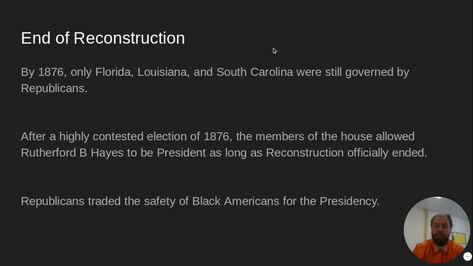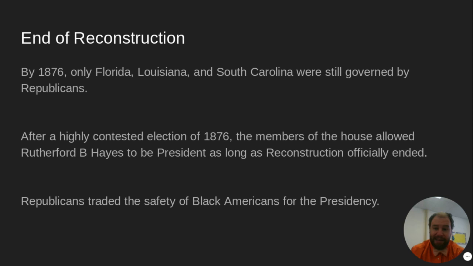Now, when did Reconstruction end? By 1876, only Florida, Louisiana, and South Carolina were still governed by Republicans. So, because the federal government was no longer backing up these states and the army wasn't there to enforce order and law and the new laws, states started being won over by white Democrats who basically just put everything back the way they were before.